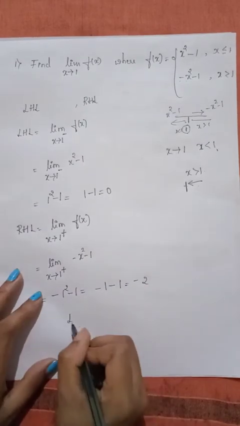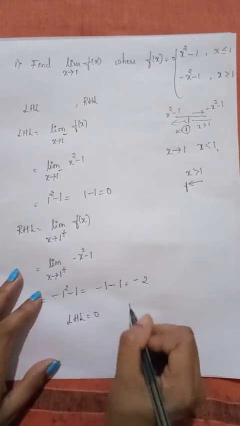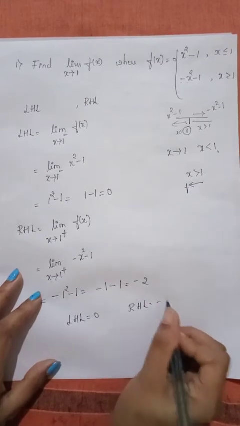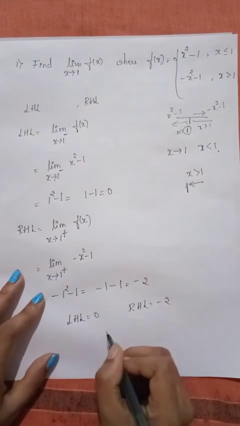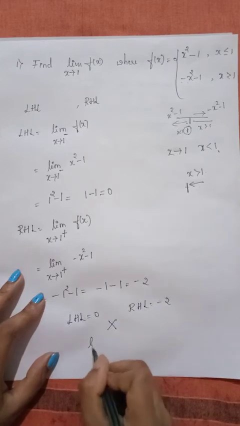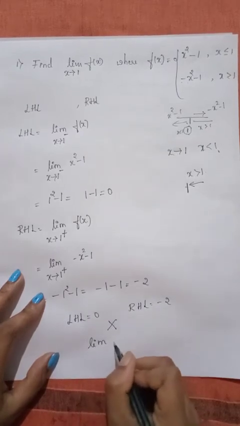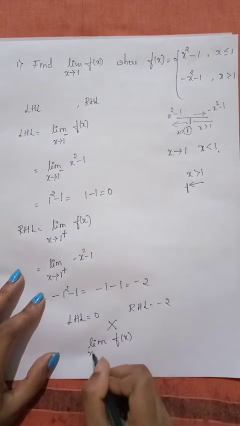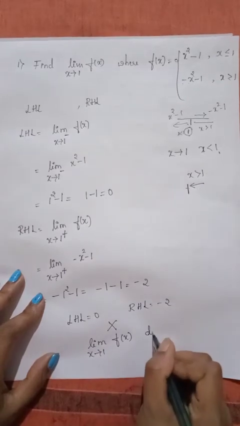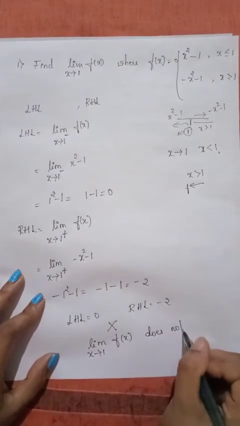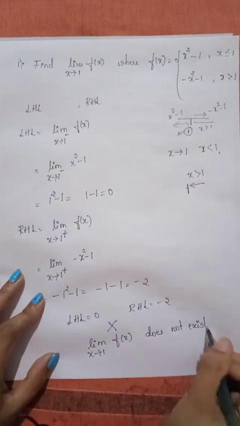So what did you get for the left hand limit? The left hand limit is 0. The right hand limit is minus 2. So are both equal? No, both are not equal. Therefore, what can we conclude? The limit of f of x as x tends to 1 does not exist. Correct? You remember, if both are not equal, the limit as x tends to 1 does not exist.